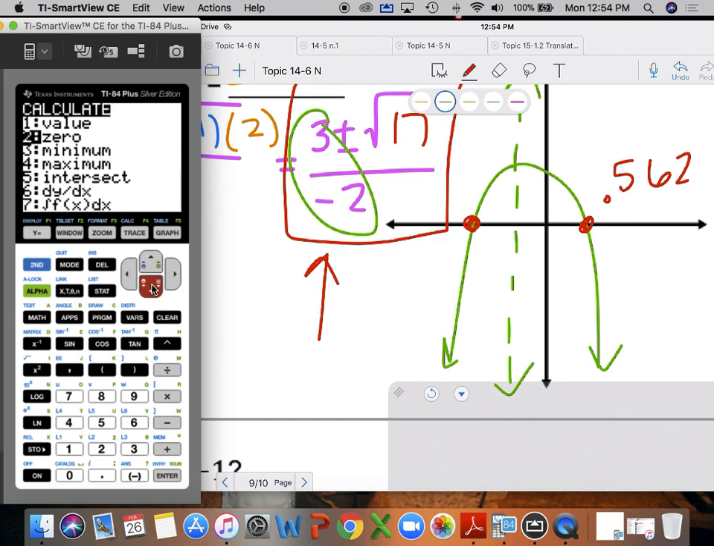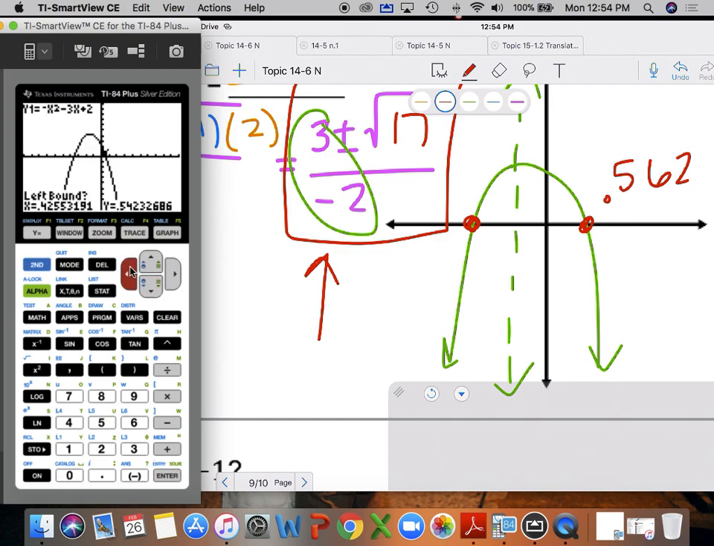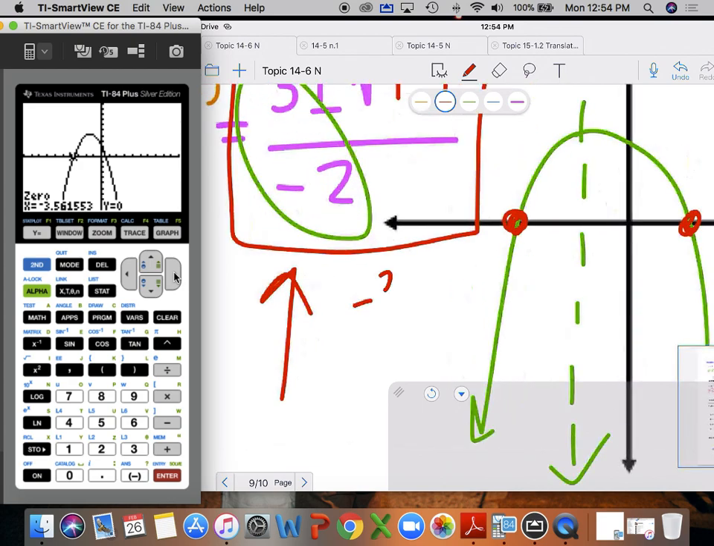And we'll do it again. Second trace 2. Go to what you want. Slide to the left. Enter. Go back to what you want. Slide to the right. Enter, enter. So this is negative 3.562.